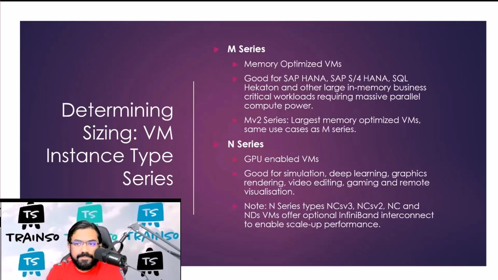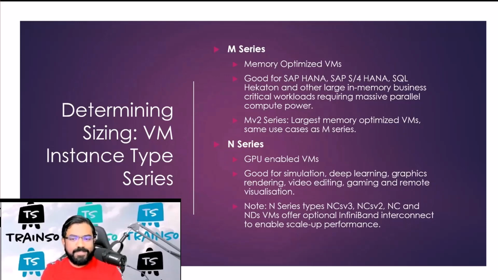M series, memory optimized VMs, good for SAP HANA and SQL Hekaton, etc. And also other large in-memory business critical workloads requiring massive parallel compute power. You also have the Mv2 series, which are the largest memory optimized VMs, with the same uses as the M series.